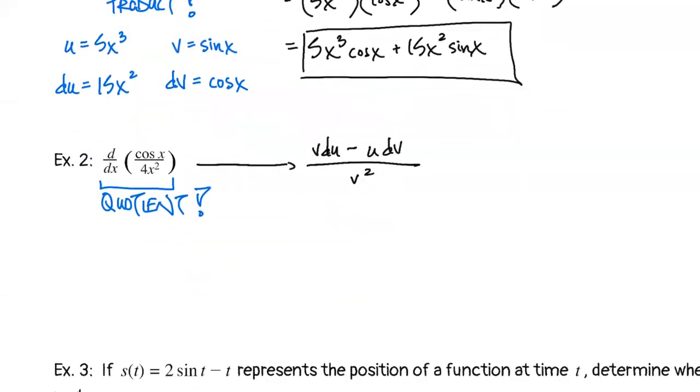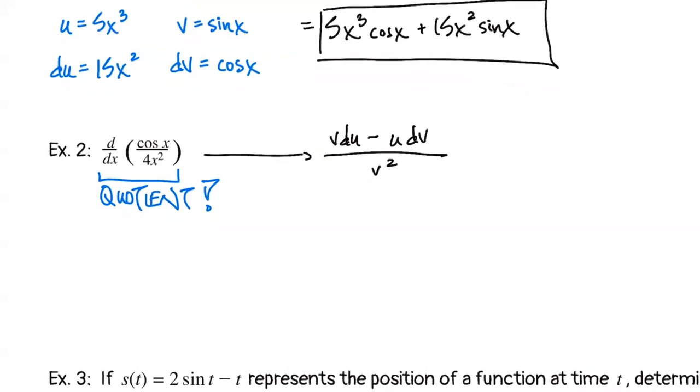If you're someone who tends to make that mistake, this is a good strategy to kind of prevent that. But it looks like with the quotient rule, we're still going to need our u and our v and our du and our dv. All right, so our u in this case is going to be cosine x. Our v is 4x squared.